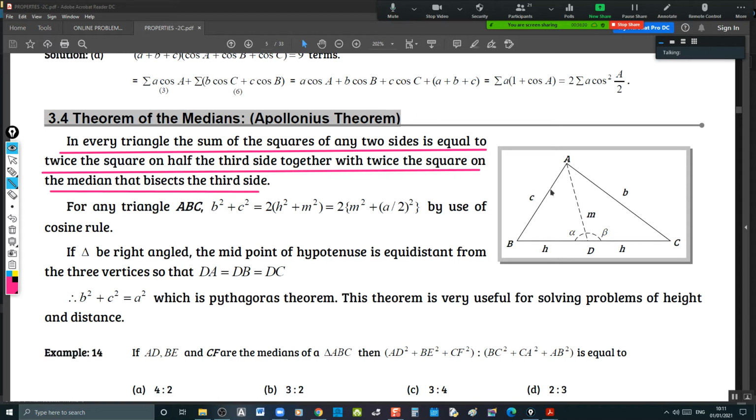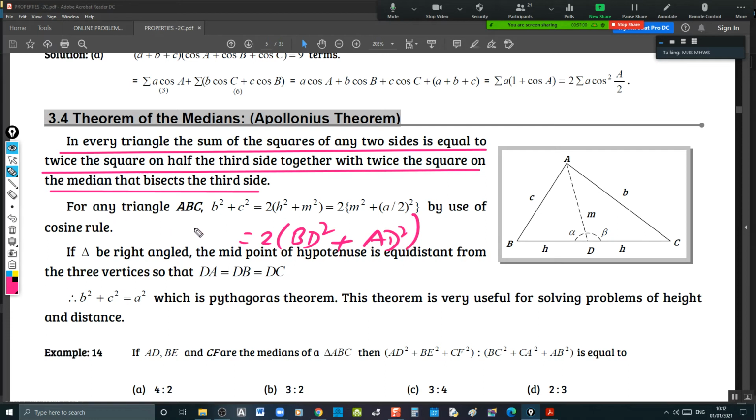What is h here? This is h, the half of the side BC. h plus m is the length of AD. That's it. So you can say this as twice of BD square plus AD square. That's it. This is Apollonius Theorem: b square plus c square is equal to twice of BD square plus AD square.